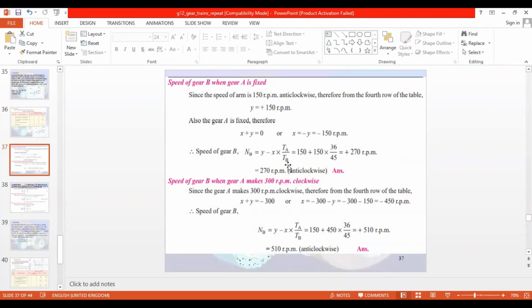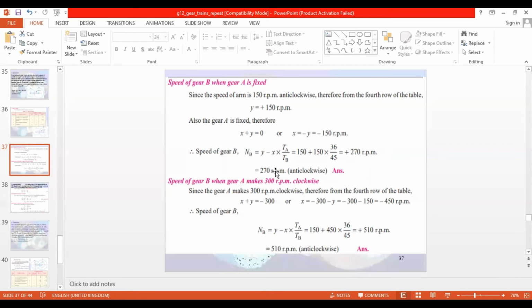The number of teeth on A and on B is given, 36 by 45. So when I solve it, I will have 150 plus 150 into 36 by 45. If I divide by 9, I will have 4 by 5. So 5 and 150 cancel to 30, into 4 is 120. 150 plus 120 is 270 rpm. So when A is fixed, the speed of B is 270 rpm anticlockwise.